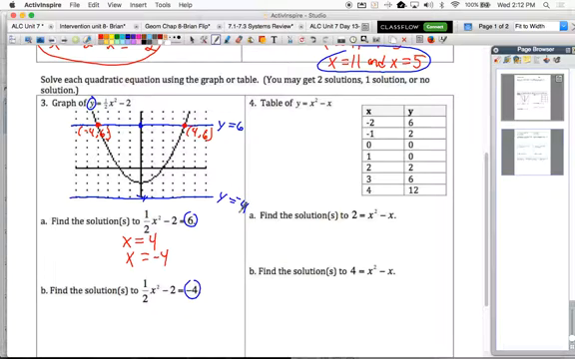And does the graph ever cross that line? You notice here's the graph. Its vertex is right here at negative 2. It never gets down to a y value of negative 4. Right? So no matter what x value we put into this equation, it will never produce a y value of negative 4. So remember what that means is that there is no solution.